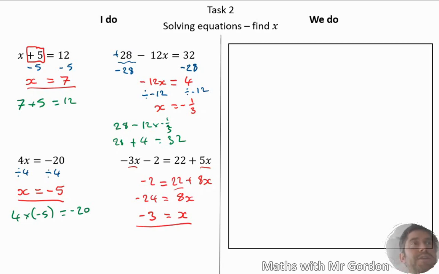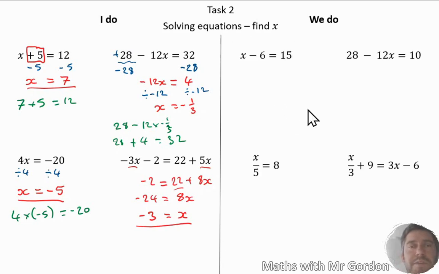So there are the questions that I've done, and you've got some similar questions to do here. Pause the video, give them a go. Hope they went well. Let's go through the solutions for these. So here we're going to add 6 to both sides and we get x equals 21. Here we're going to do the opposite of dividing by 5, which is multiplying by 5. So we're multiplying both sides by 5, which gives us x equals 40.